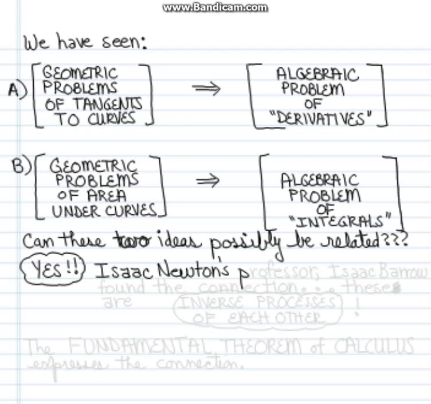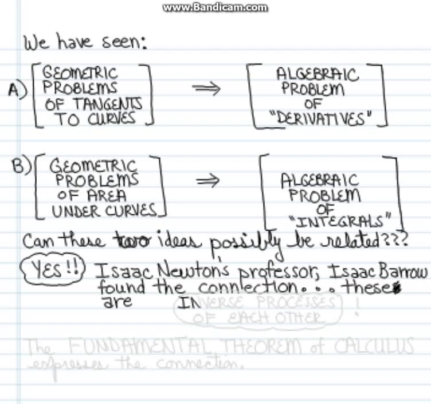Isaac Newton had a professor, and his name was Isaac Barrow. And the professor was the one that found the connection between these two ideas, idea A and idea B. And the connection that he found between the two of them is that the two, A and B, are inverse processes of each other. What does that mean?